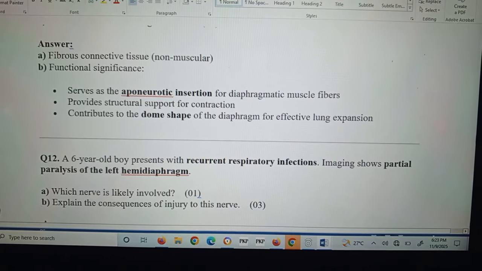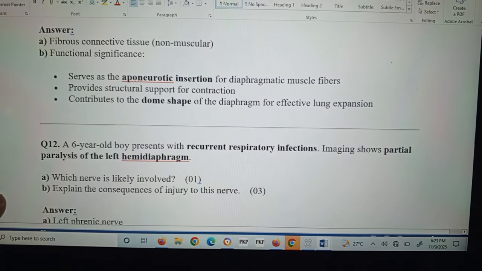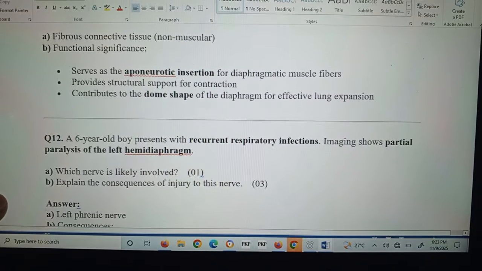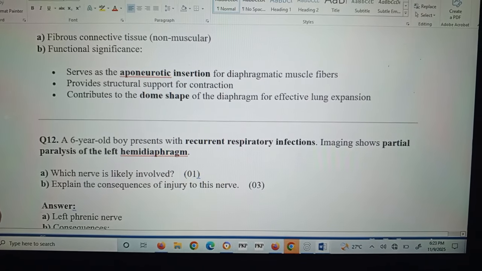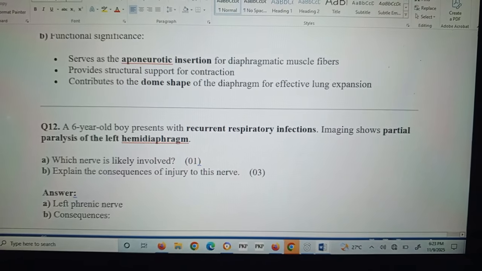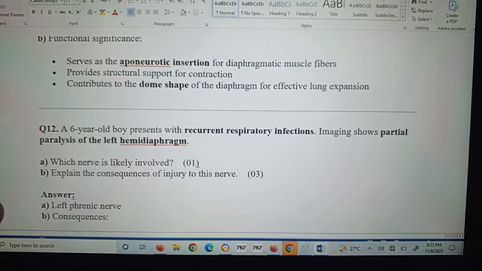It is a fibrous connective tissue, non-muscular. Functional significance: it serves as the aponeurotic insertion for the diaphragmatic muscle fibers, provides structural support for contraction, and contributes to the dome shape of the diaphragm for effective lung expansion.